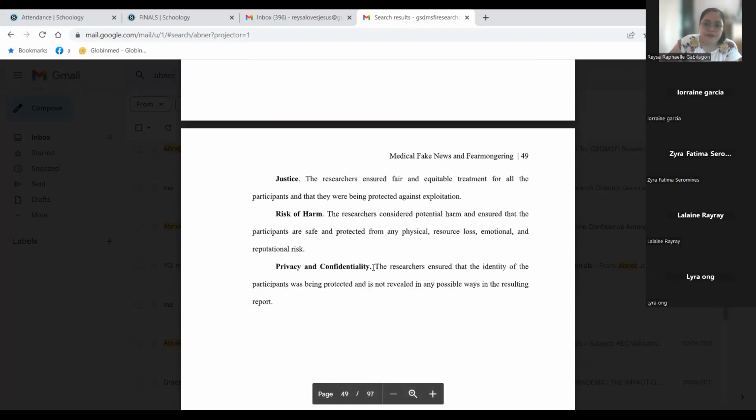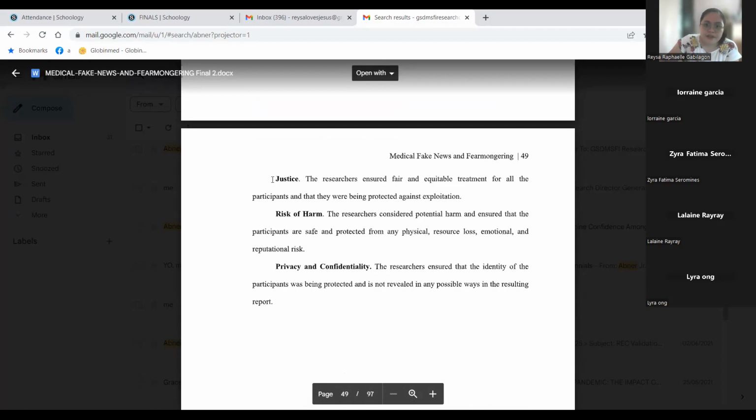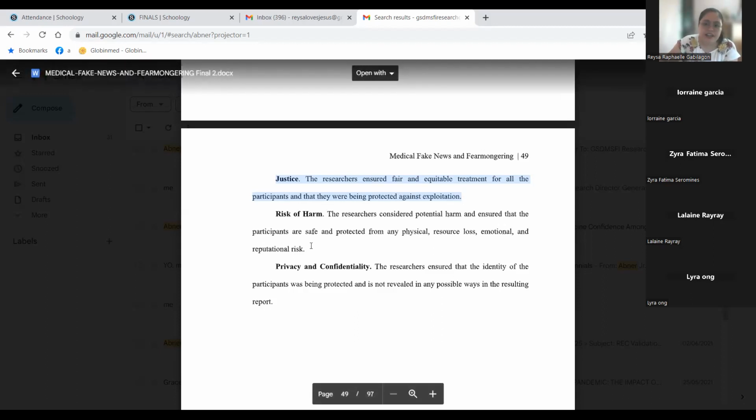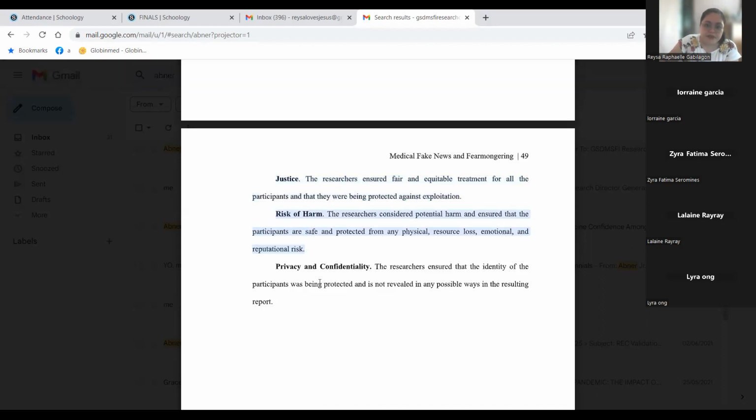Okay, and then aside from that, justice, if it's really needed in your study, like if you want to uphold justice in your study wherein all your participants will be treated equally and that you will not be exploiting them, na mga pwedeng i-exploit sa kanila. And then if there is a possible risk of harm, you have to include that one also, an explanation of anong harm ba yung makukuha or yung mangyayari sa inyong participants.